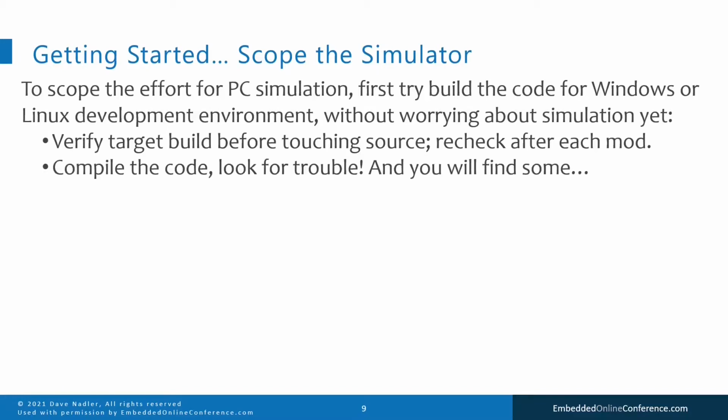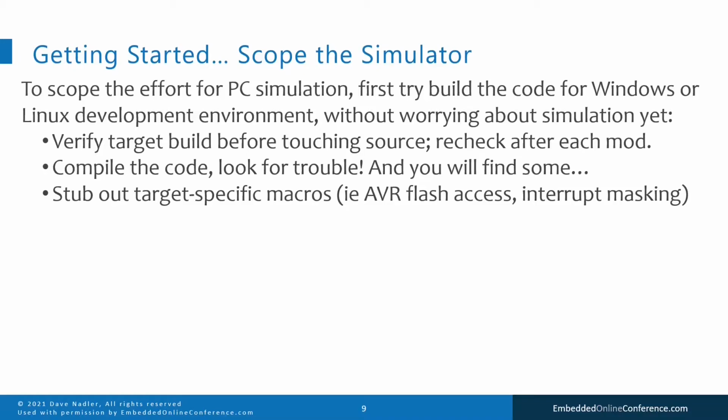So we start to compile the code and look for trouble, and you will find some. Usually we will highlight problem areas. Just turning on all the compiler warnings will often surface a few issues. So you want to make sure everything compiles, but don't worry about linking just yet. That comes later. To get the thing to compile, we're going to have to stub out target-specific macros. So in this case, we have AVR macros for accessing the flash memories because it's not a linear address space on this chip. Interrupt masking and a few things like that. Not a lot, but you need to stub out a few things.